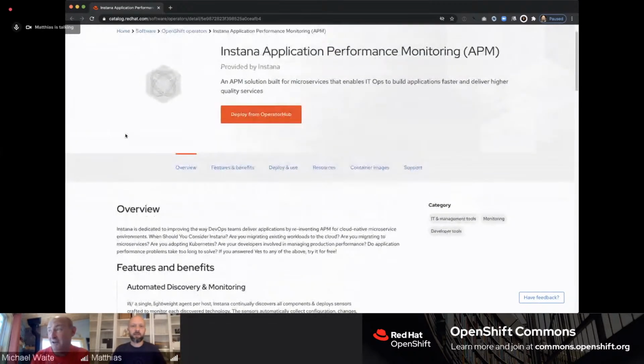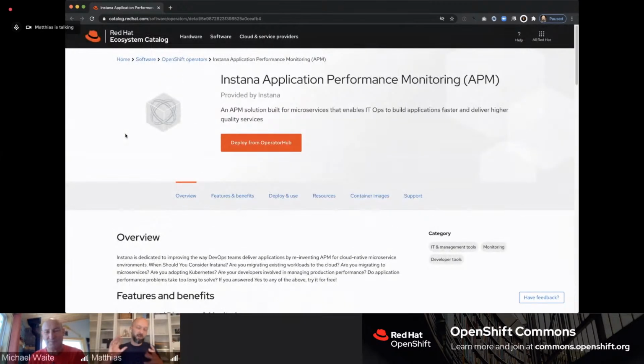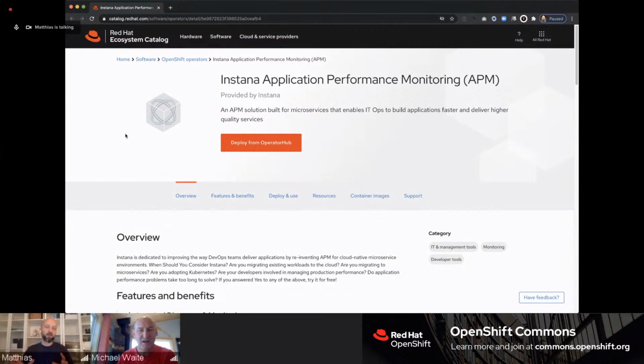Yeah, and again, the operator. So you can think of the operator in multiple dimensions.